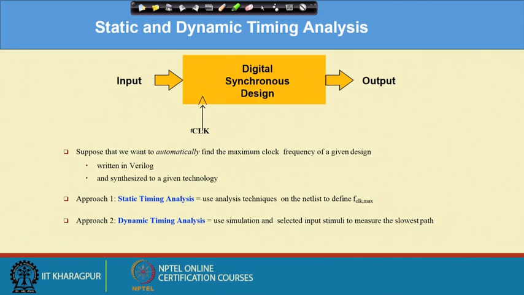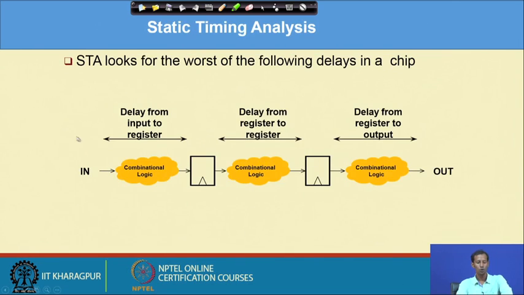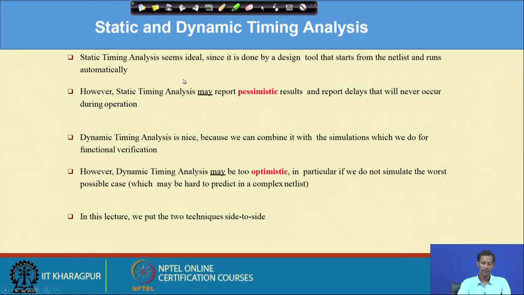So, at that time we have to do the timing analysis, whether that is static timing analysis. Here you see this static timing analysis seems ideal since it is done by a design tool that starts from the netlist and runs automatically. Based on the library information about the gate delays and the net delays, the tool itself calculates the corresponding timing requirement for the critical path or for the system design.